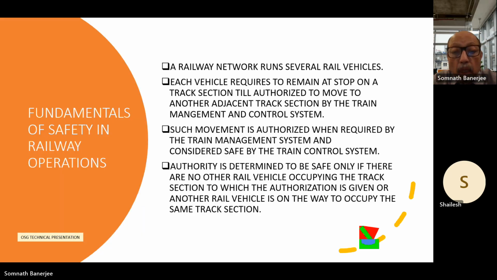Such movement is authorized by the train management system, as we have seen before, and then is processed by the train control system, and only if it is considered safe, it moves in. And this authority is determined to be safe only if there is no other rail vehicle occupying the track section to which the authorization is given to the rail vehicle moving into it.